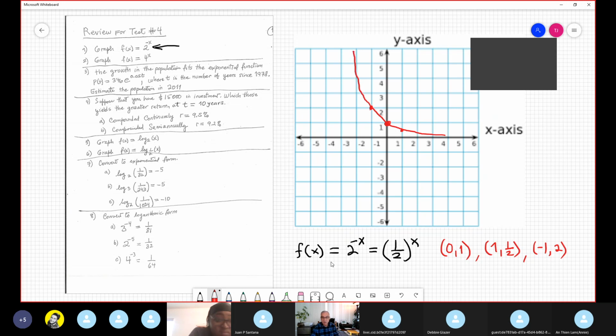By the way, -2 is 4. That is -2, 4 over there, another possibility of a point. And don't forget, please, the famous horizontal asymptote that any exponential function has, at y equals 0. End of the story. Done. Question number 1.